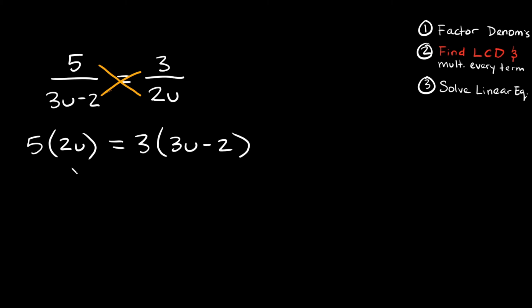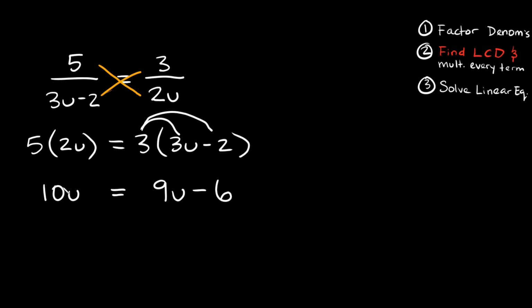So now we can simplify these, right? So 5 times 2u, that's going to be equal to 10u, right? 5 times 2 is 10, and then you just have the u tacked on right there. And then here we're going to have to distribute. So 3 times 3u, well, 3 times 3, that's equal to 9, and then we have the u right there. And then 3 times negative 2 is equal to -6, okay? And then remember, these are equal to each other.